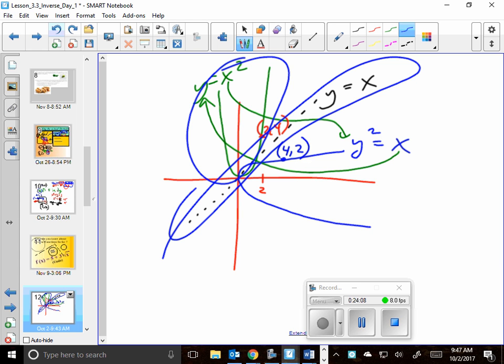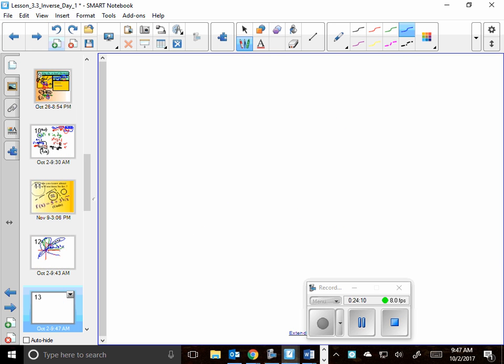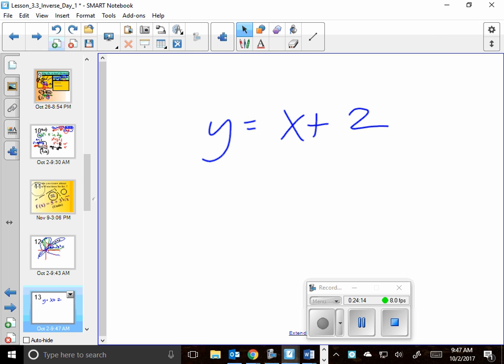All right, so here's like the simplest inverse equation ever. y equals x plus 2. Then take a guess what you think the equation is if it's the inverse.